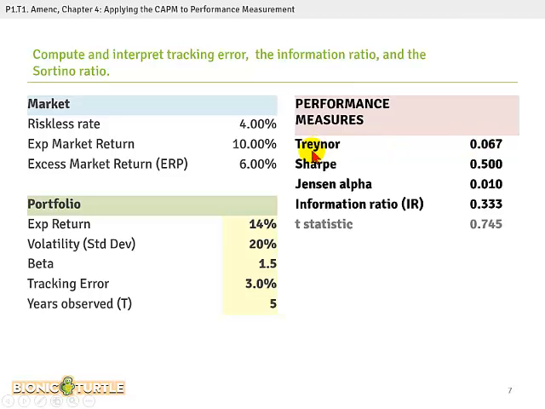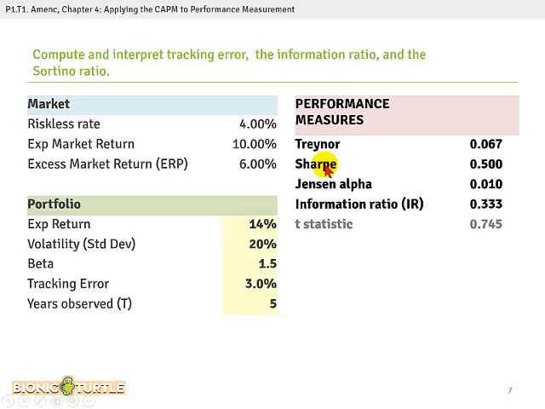So let's look at that. The Treynor is the portfolio's excess return. So that's going to be 14 minus the risk-free rate of 4. So the numerator is 10%. And let's just keep in mind, the numerator is going to be the same for both of these first two ratios. So we've got 10% as the portfolio's excess return. In the case of the Treynor, divided by what? It's divided by the portfolio's beta of 1.5. 10% divided by 1.5 is about 6.7%. So that's the Treynor.